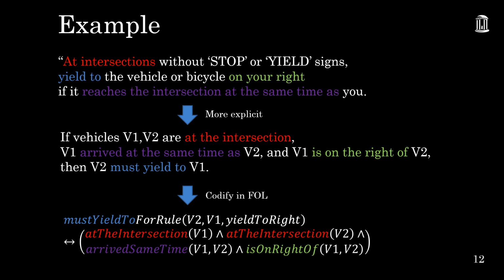Now it is straightforward to code this as a first-order formula. Note that in our yield predicate, we keep track of the reason for yielding using a third parameter, which is yield to right here. This is one way of bookkeeping this information. Alternatively, we could have had different yield predicates instead of a parameterized one.